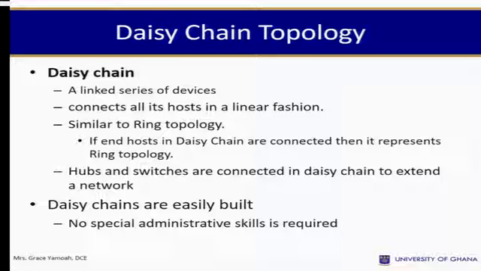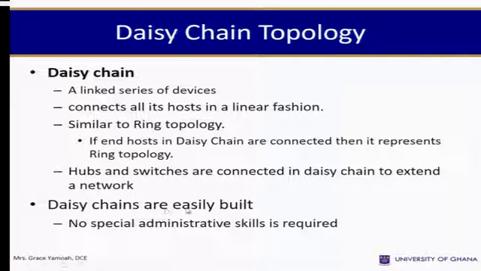Daisy chain topology. In a daisy chain topology, we have a linked series of devices which connects all its hosts in a linear fashion, similar to ring topology. If n hosts in a daisy chain are connected end to end, then it represents ring topology. Hubs and switches are connected in daisy chain to extend a network.